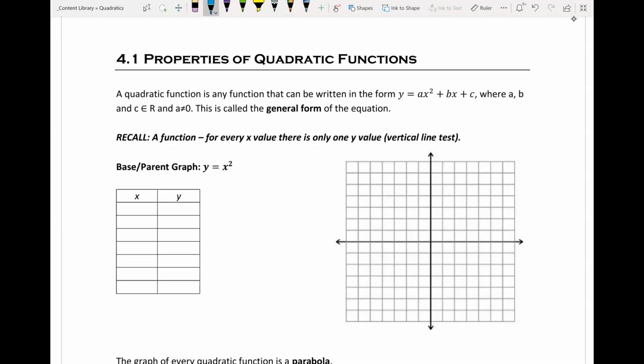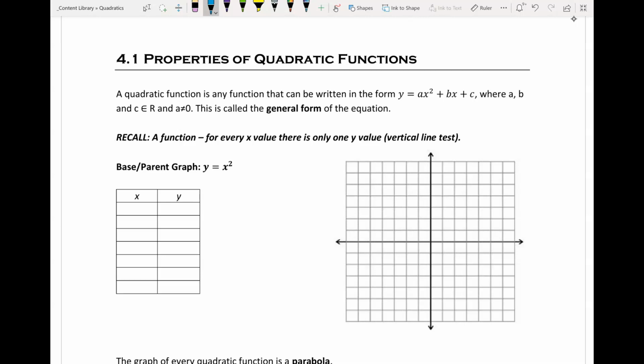Usually when we're given something like this, we are going to just graph by using a table of values. But first, I'm going to show you the parent function or the base function, and that's y equals x squared. So this is your baseline for all quadratics. Afterwards, if there's any other numbers or terms added to it, like your bx or your c, all it does is transform the graph and shift it up and down, left and right, or stretch it. But this is your foundation of that graph.